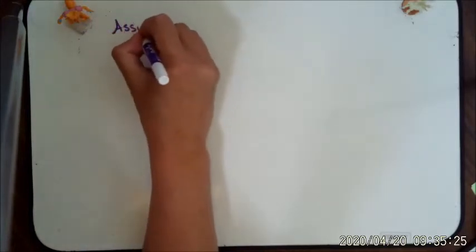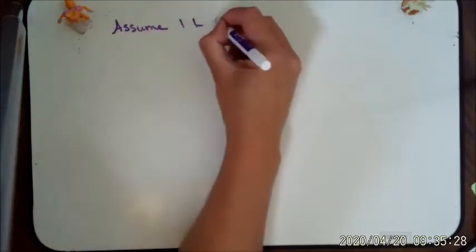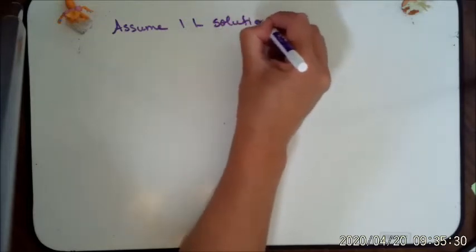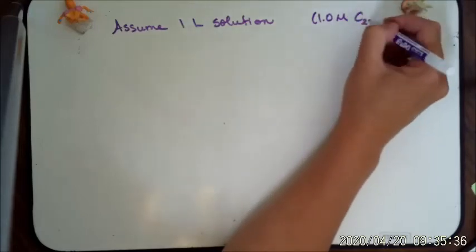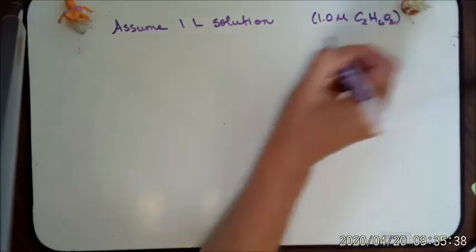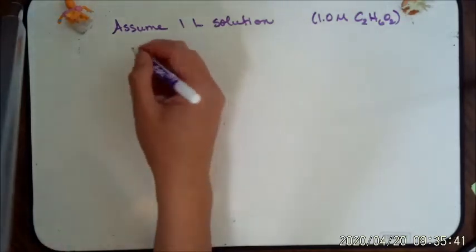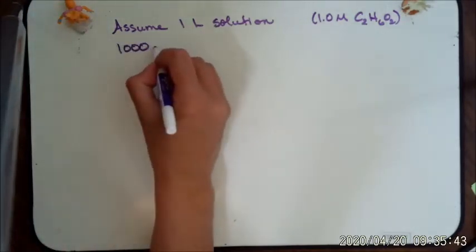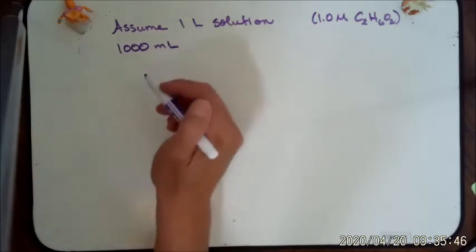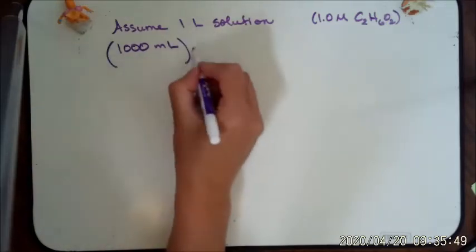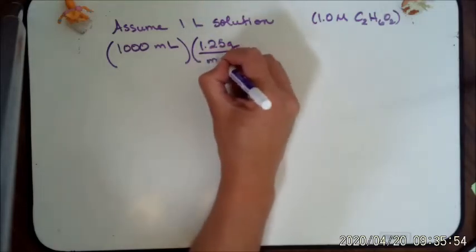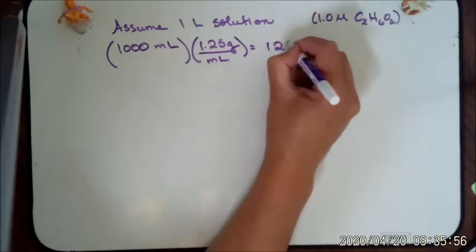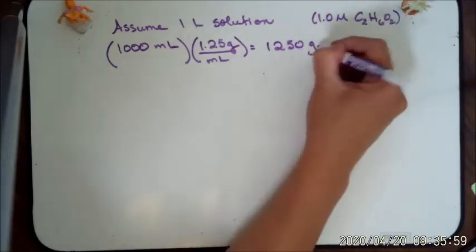So, as before, let's assume I'm working with exactly 1 liter of solution, and we said it was 1 molar ethylene glycol. So 1 liter of solution, so I have 1,000 milliliters. Since it's exactly 1 liter of solution, and we know the density, we said it was 1.25 grams per milliliter, so I know I have 1,250 grams of solution.